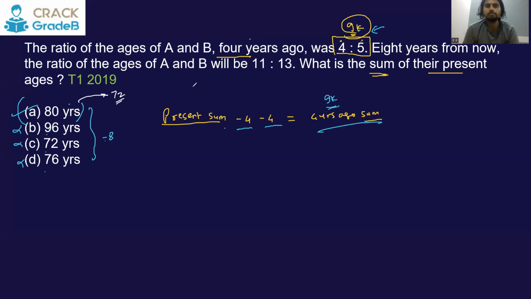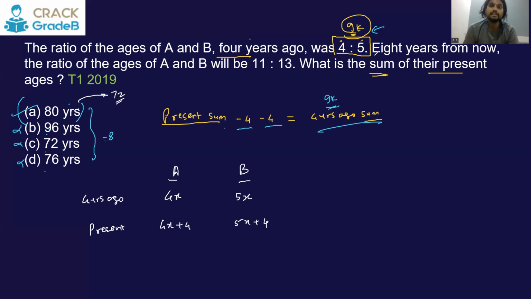But if you want to solve this question by making an equation, you can just say A and B. 4 years ago, the ratio was 4:5. That means if A was 4x, B was 5x. But that was 4 years ago. That means presently, A is 4x plus 4. He will increase by 4. And B will also be increased by 4. Presently, B is 5x plus 4.